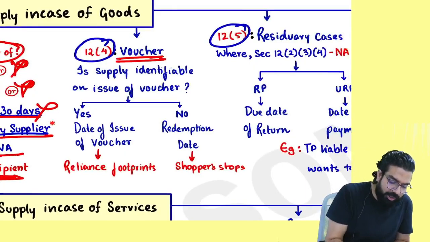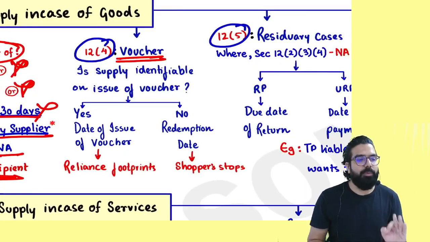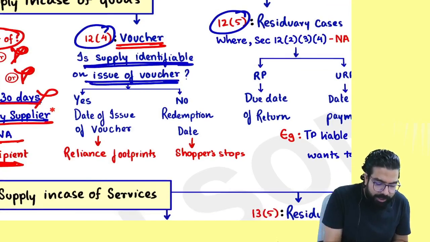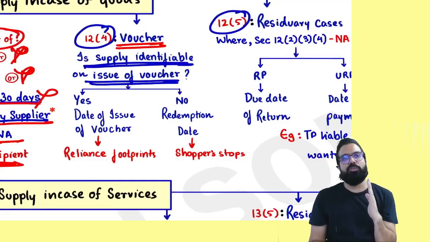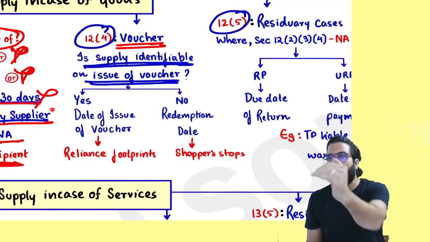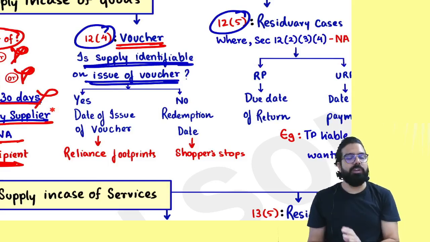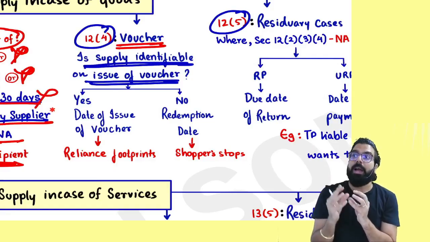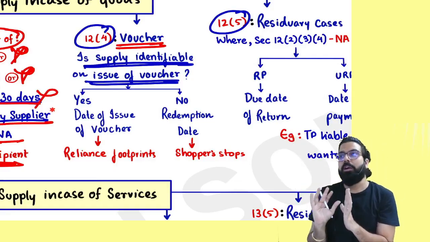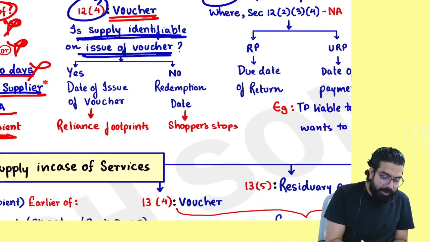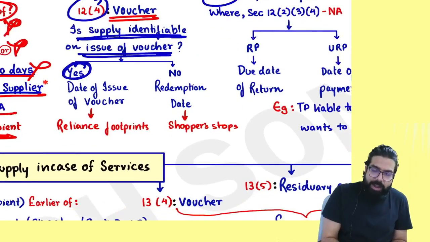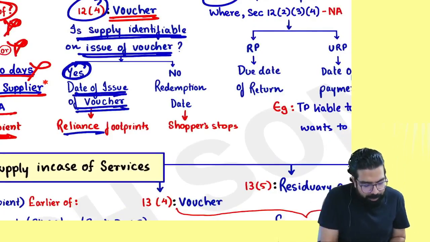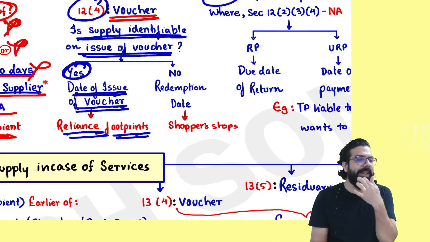The next one over here is voucher. In the voucher case, always remember, consider whether the supply is identifiable on the issue of the voucher. Suppose I issued one voucher to you. Now, when I issue the voucher, I don't know what you are going to buy. Then I should wait for you to come and redeem, and at that time I should pay GST to the government. So if I issued you a voucher where the supply is identifiable, then the date of issue of the voucher will become the time of supply. For example, Reliance Footprint issued a voucher.